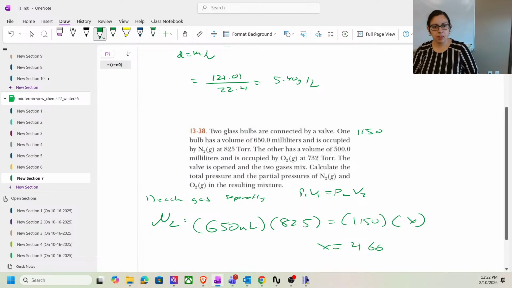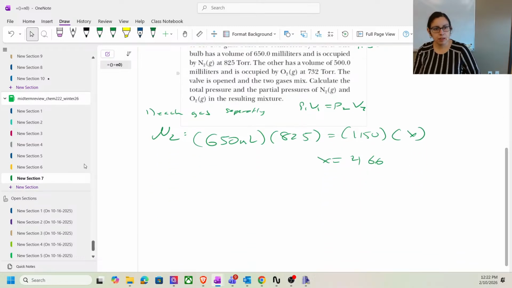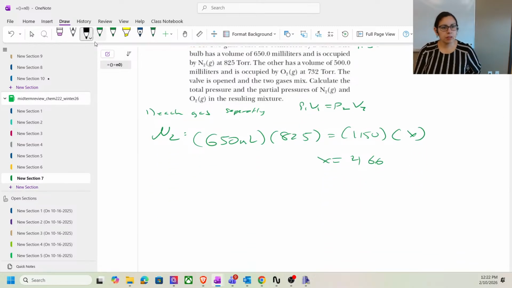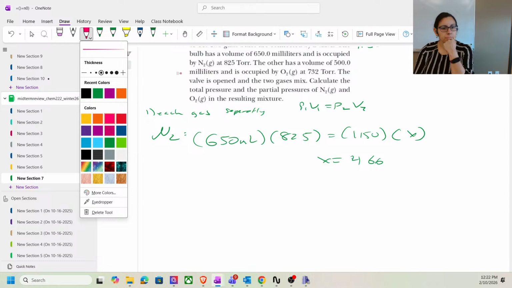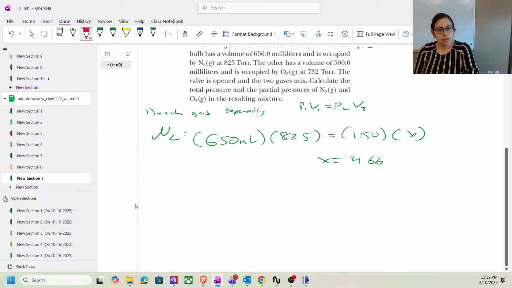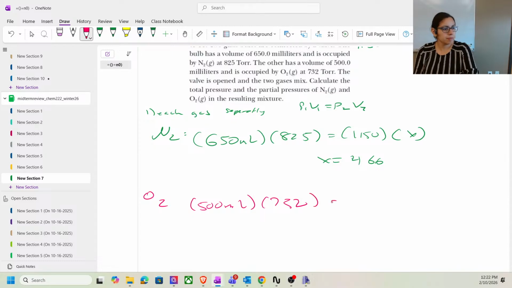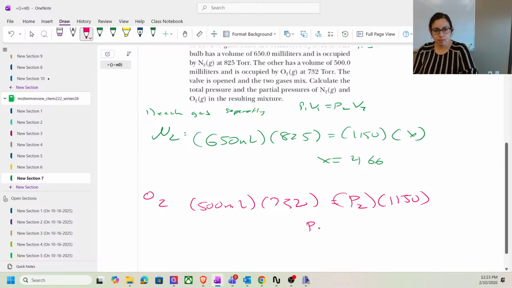And then let's repeat that for oxygen. Switch colors. So oxygen, same thing, except it was initially at 500 milliliters at 732 torr. So now we're going to find our new pressure. Volume still 1150.